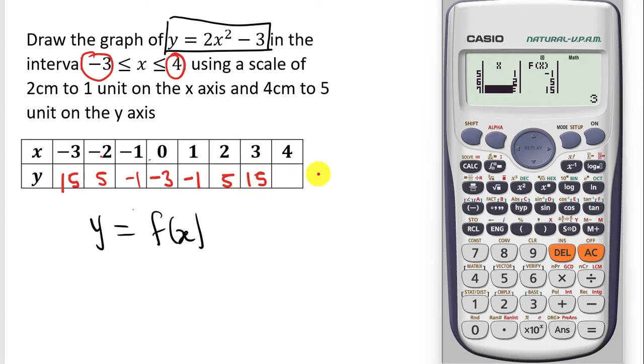And lastly, we press the directional key, and when x is equal to 4, we have our f of x, which is y, to be equal to 29. So we are going to have our 29.